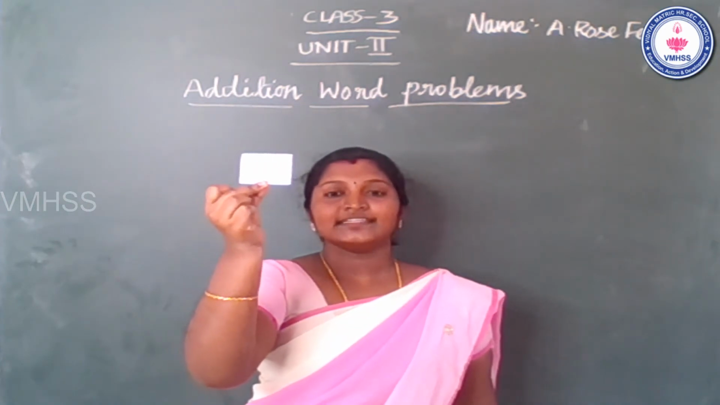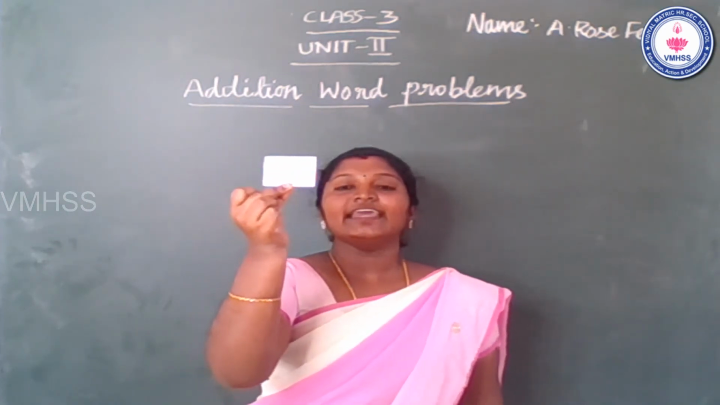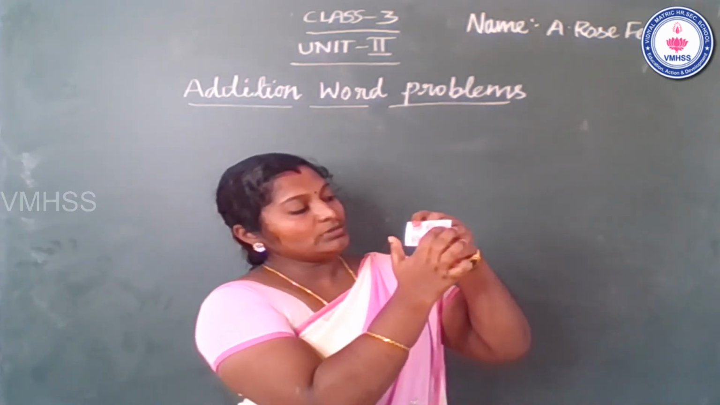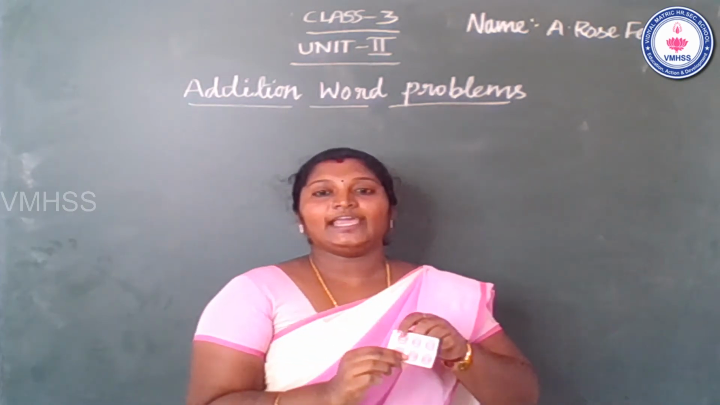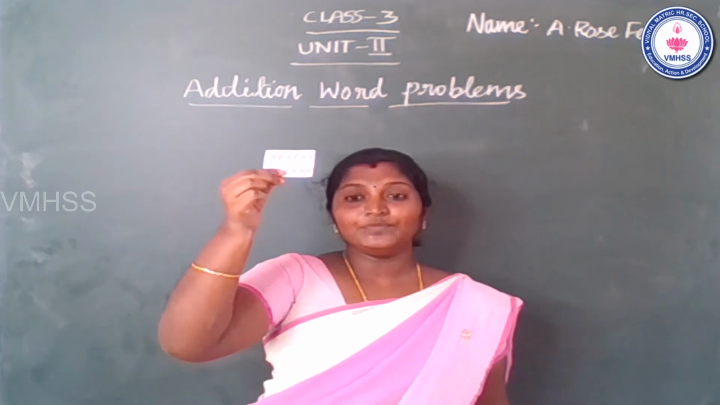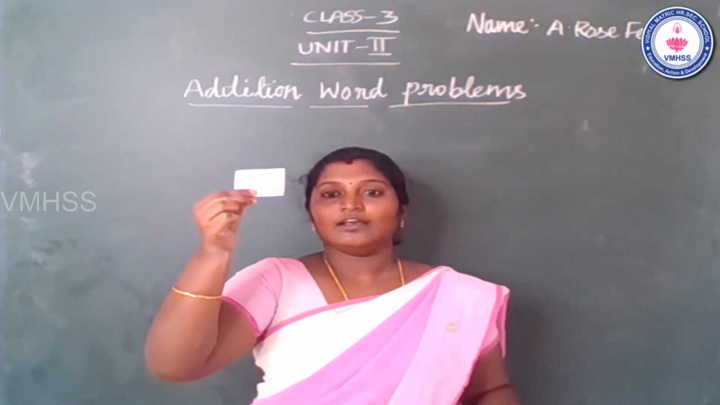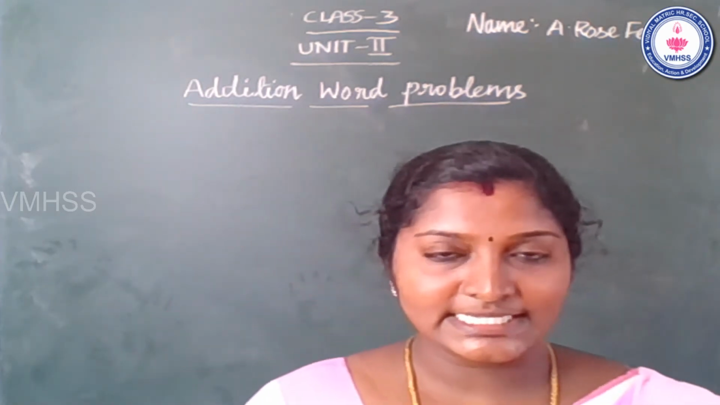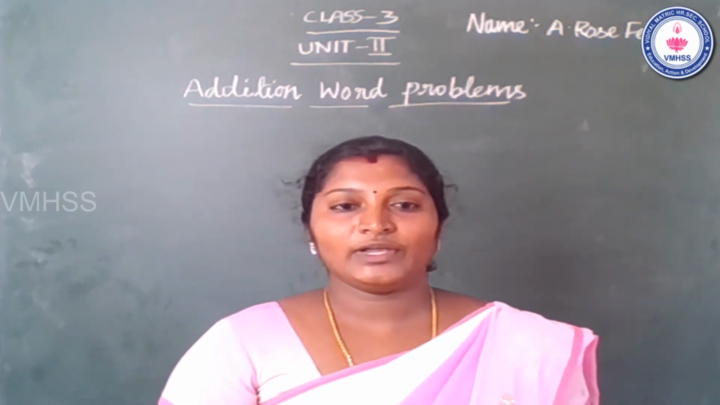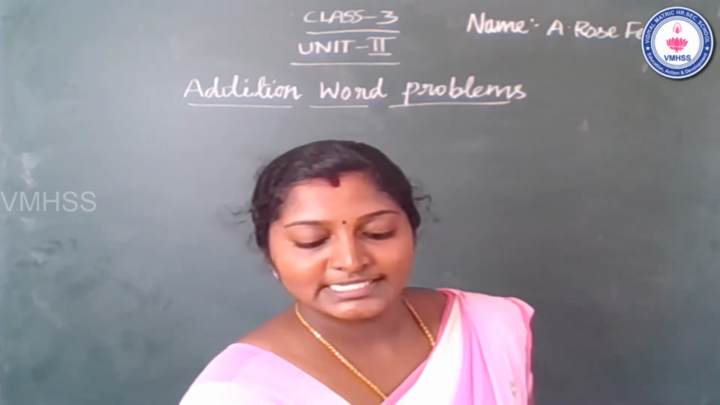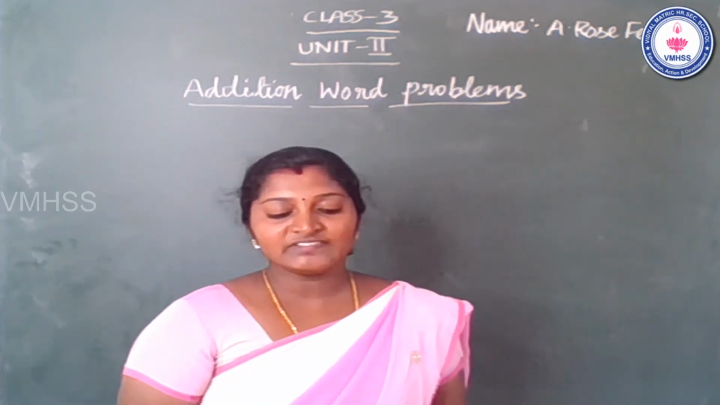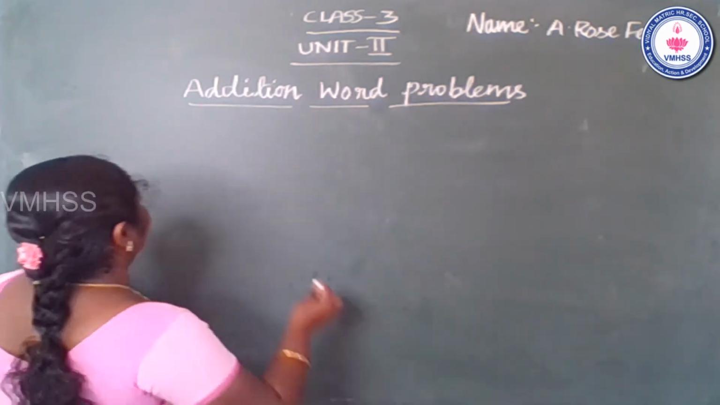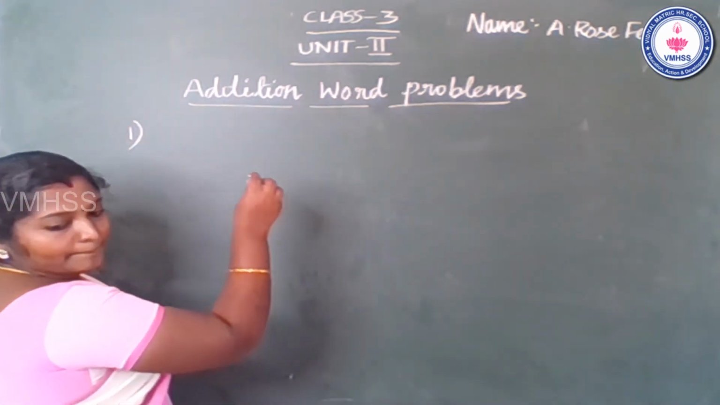So Vicky has 220 stamps. I have only 1, 2, 3, 4, 5, 6 stamps. Next, his friend Hasim gave him 143 more stamps. How many stamps does Vicky have in all? Okay, this is an addition word problem. Students, please listen carefully. See the board. What is the number of stamps Vicky has? Very good, 220.